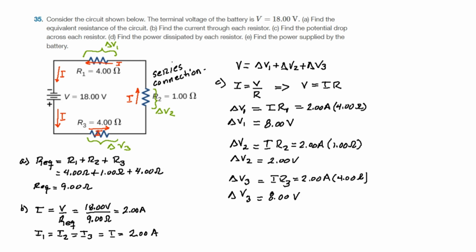Let's see if it's true. The voltage of the battery is 18 volts. The question is whether it is equal to the sum of the drops of voltage. I have 8 volts plus 2 volts plus 8 volts. So I got that 18 volts is equal to 18 volts, which is okay. This is what is expected. So like that, we calculate the variation of voltage across each resistor.